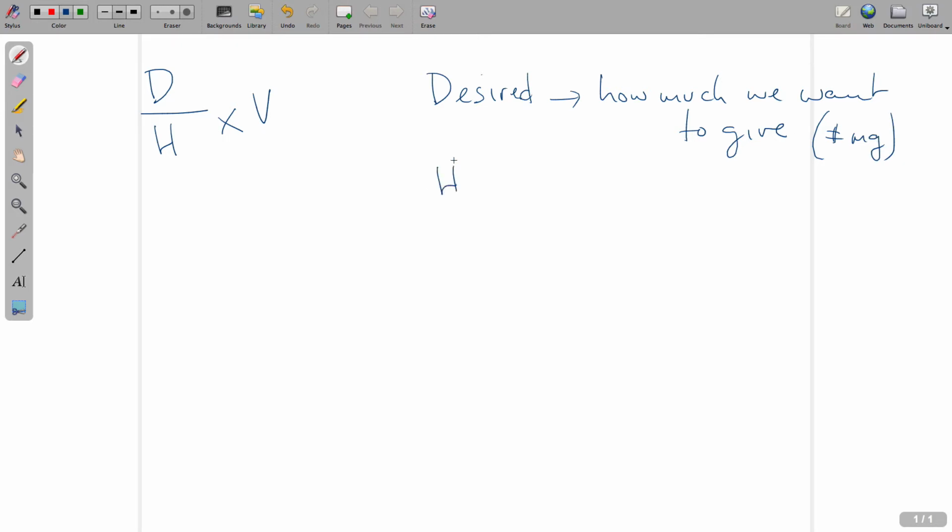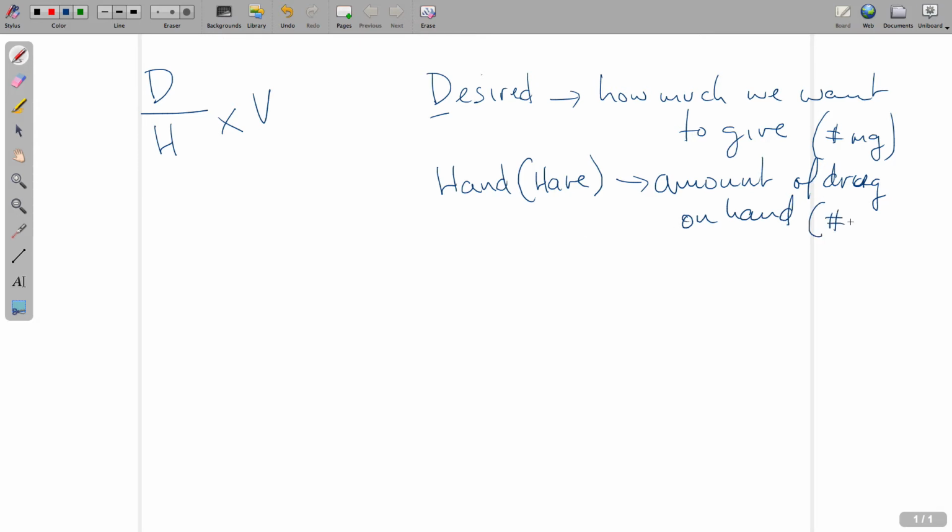All right, the H, this is the D part. The H stands for on hand, or how much you have. This will be the amount of the drug that you have on hand. Amount of drug on hand. Whoops, that's supposed to be a U. On hand. This is also almost always in number of milligrams. So the unit here will be milligrams, and of course the number will be 5, 10, whatever it is that you have.